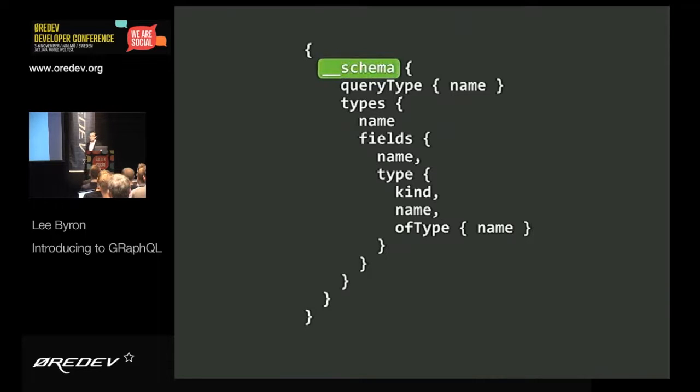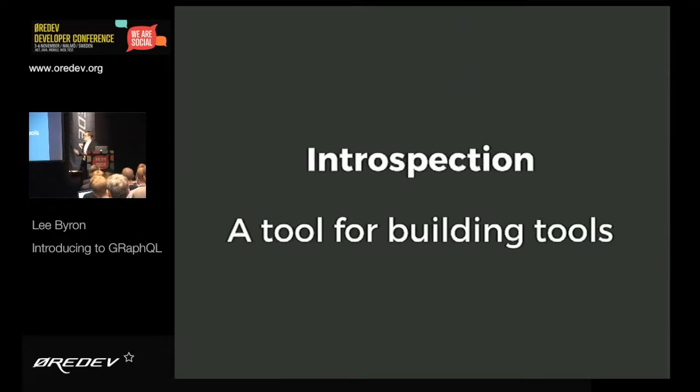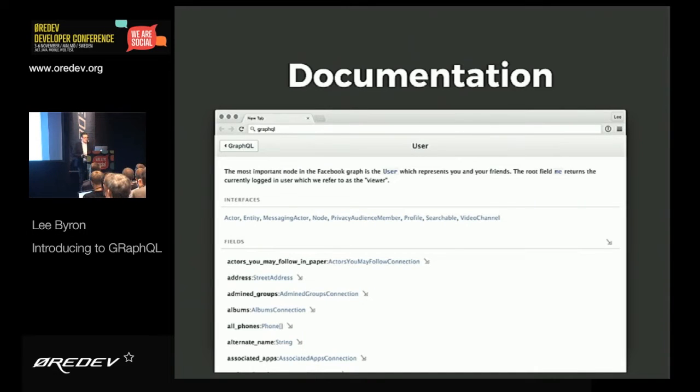And we have a special top-level field that we call Dunder Schema. And Dunder Schema is an introspection API. So introspection gives us a tool for building other tools. And here's just kind of scratching the surface of examples of what we can do with that. We can build documentation on the fly.